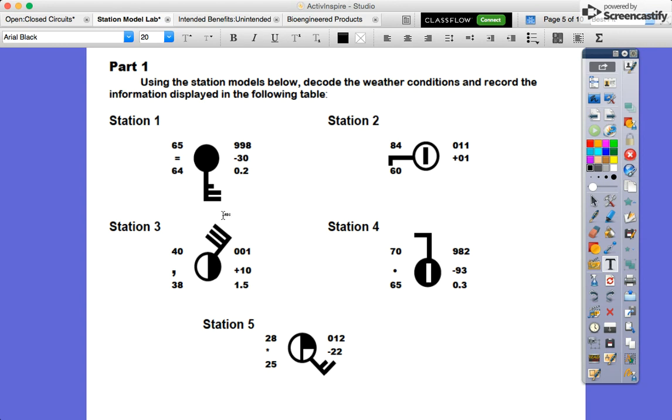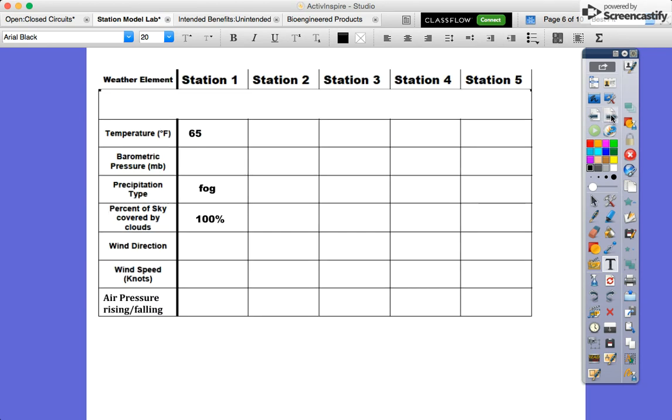If we look for the wind direction, we can see that the bar is pointing due south. And if we look at the wind speed, we see there's 2 full feathers and 1/2 of a feather. So if 1 full feather is 10 and there are 2 full feathers, 10 plus 10 is 20, and there's 1/2 of a feather, which is 5, then 20 plus 5 is 25. So we have wind that is coming from the south, and it is at 25 knots.